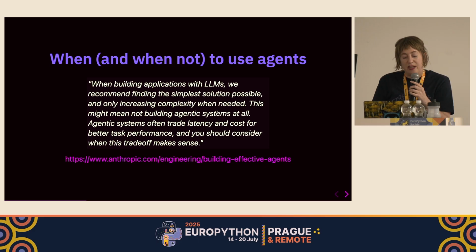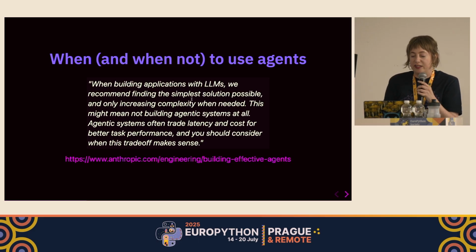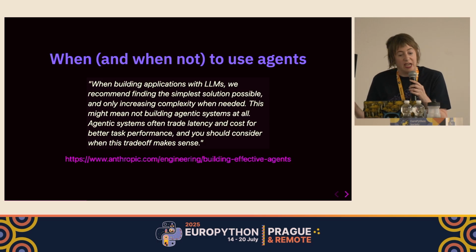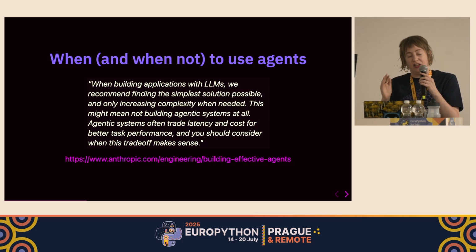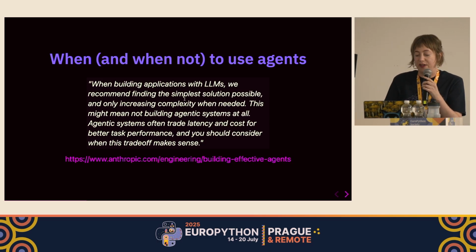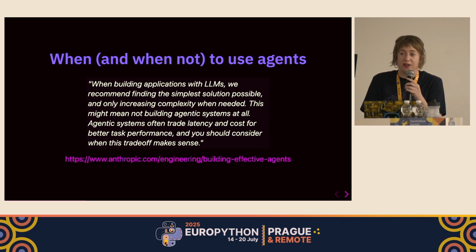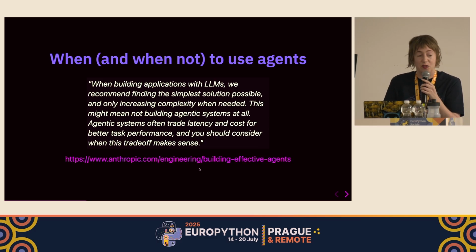I'll also wave at this post from Anthropic. You probably have all seen it by now. I think the whole piece is very good, but what matters for me in this particular quote is they're basically saying you don't always need an agent, and you should consider whether the agent is worth the trade-off of added latency and cost for better performance. I think that's really important to keep in mind, and I highly recommend reading this post if you haven't already.